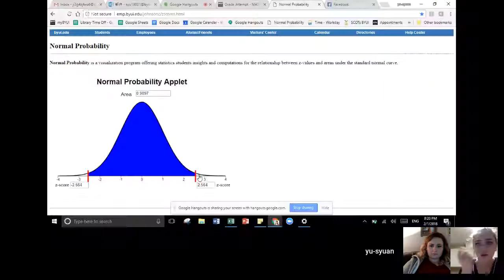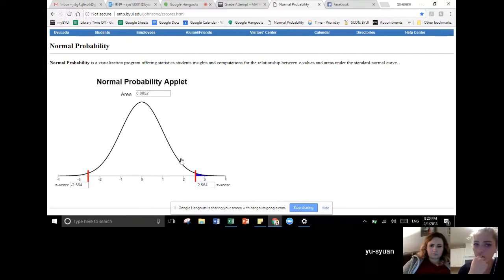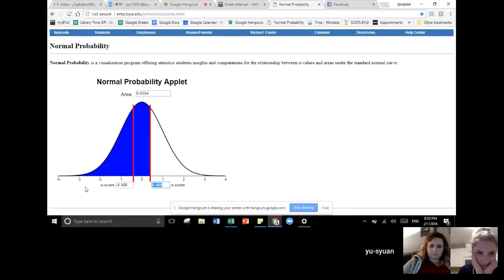Oh, so that would work if you're looking for a probability, like if this is a positive z-score and you're looking for less than that, then you'll get the right probability as well. Okay. That makes sense. Kind of.